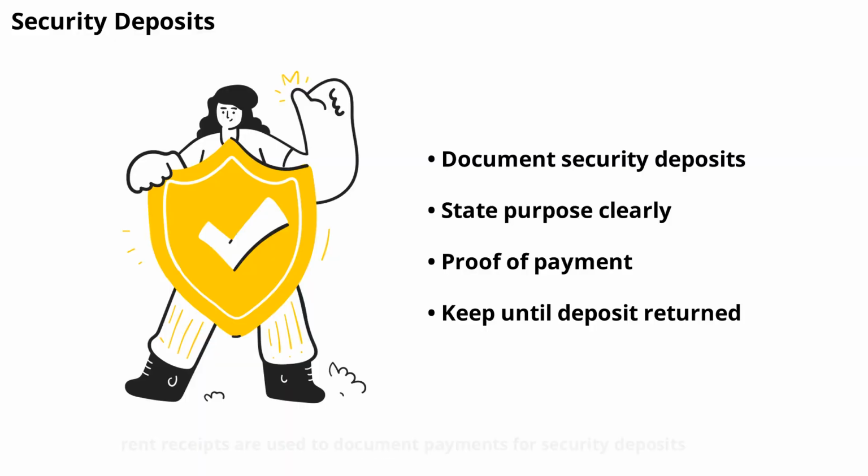Sometimes, rent receipts are used to document payments for security deposits. In these cases, the receipt should clearly state that the payment is for a security deposit, not regular rent. This helps avoid confusion later and provides proof that the deposit was paid. Always keep receipts for security deposits until the end of the tenancy and the deposit is returned.